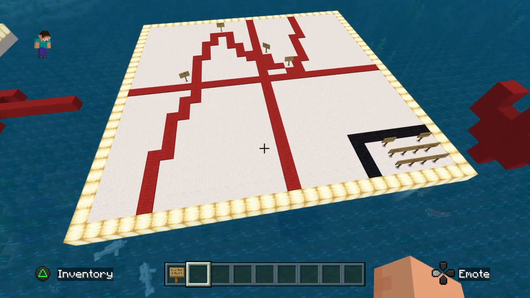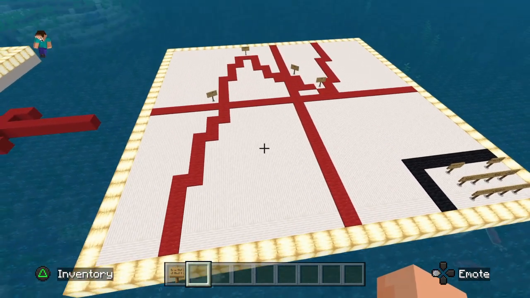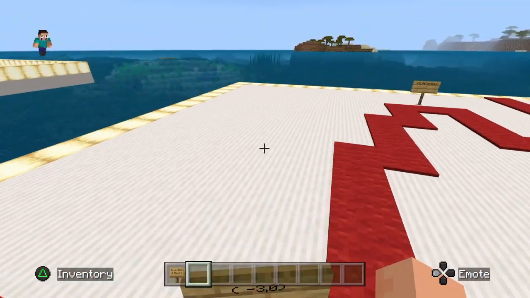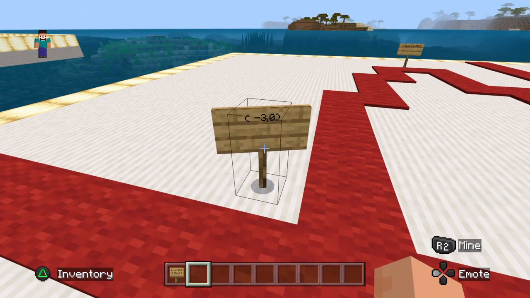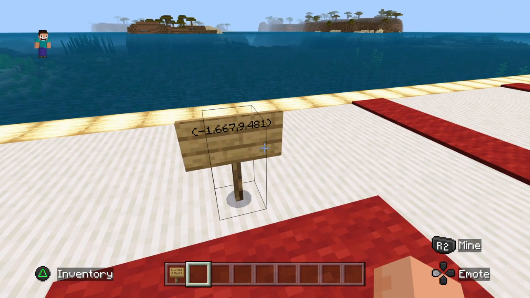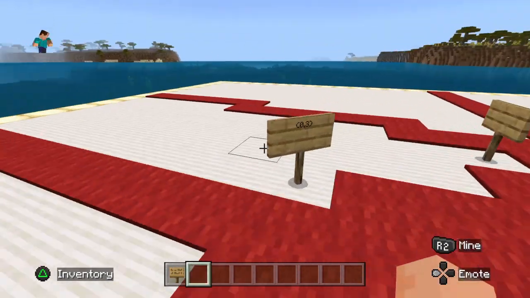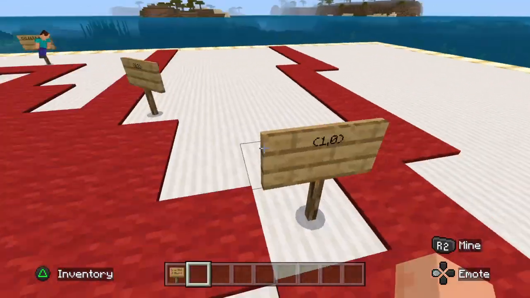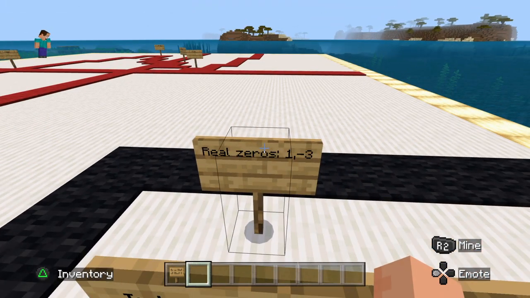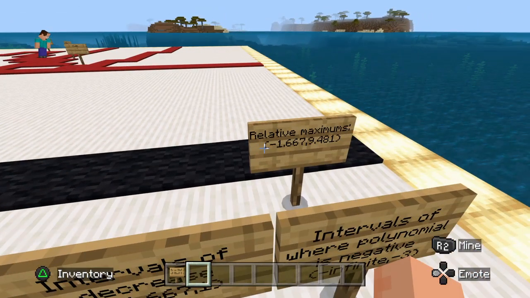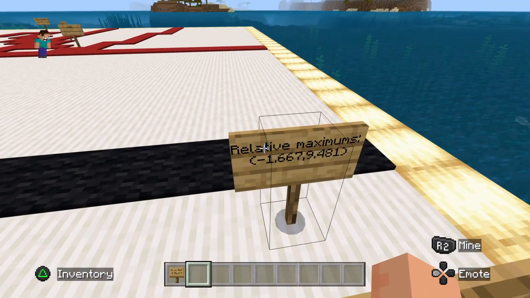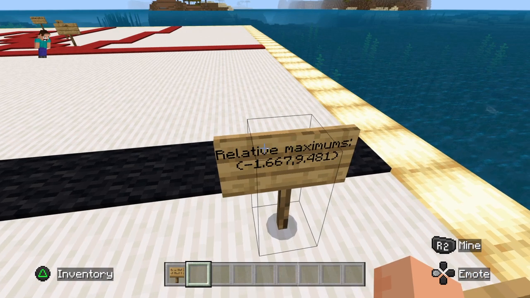Right here is the graph I did for the polynomial function. I did this with the help of Desmos, and here are the points: negative 3, 0; negative 1.667, 9.481; 0, 3; and 1, 0. And here are the answers right here. The real zeros would be 1 and negative 3. Relative maximums would be negative 1.667, 9.481.